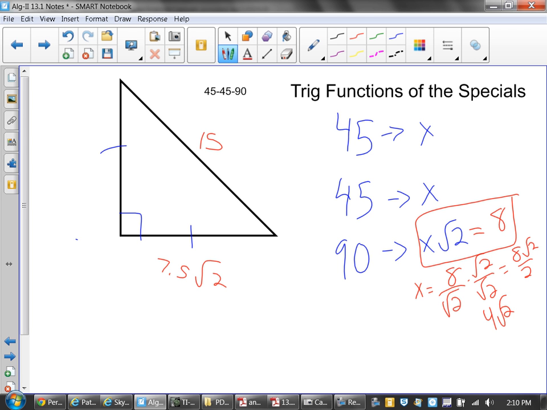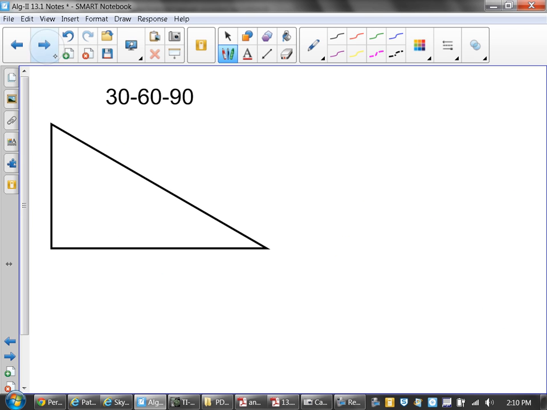Okay. There's also when you're working with the 30, 60, 90s. What were the pattern of the sides for the 30, 60? The short one is x, and then the hypotenuse is 2x, and then the other side is x root 3. Good. This is defined out of an equilateral triangle.